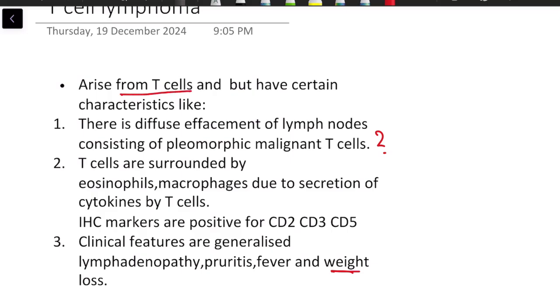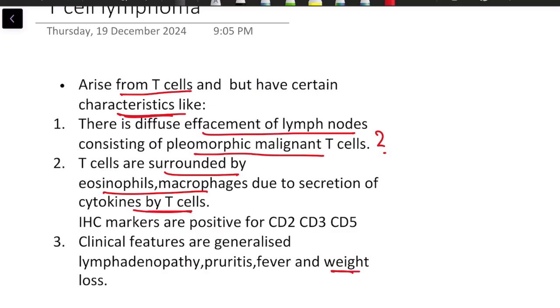So let's begin. Now T cell lymphoma, as the name suggests, arises from T cells but has certain characteristics. And we have to talk about these characteristics. Like there is diffuse effacement of lymph nodes in all of these T cell lymphomas, consisting of pleomorphic malignant T cells. Also, the T cells are surrounded by eosinophils and macrophages due to secretion of cytokines by T cells.